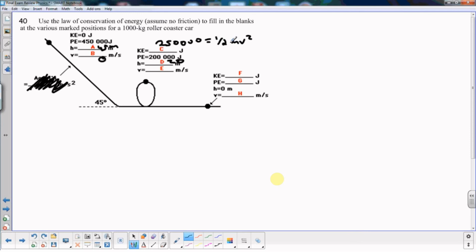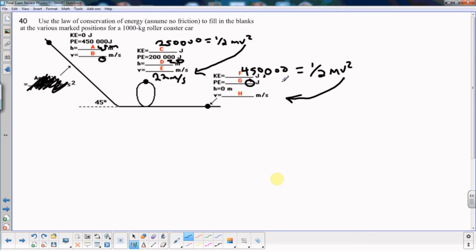meters per second. And then this guy, you're going to have no PE, which means this is going to be 450,000. Which means that's also equal to 1/2 mv squared. And we'll use that to get my velocity, just like we used this to get the velocity. 450,000 times 2 divided by 1,000. Take the square root. 30 meters per second.